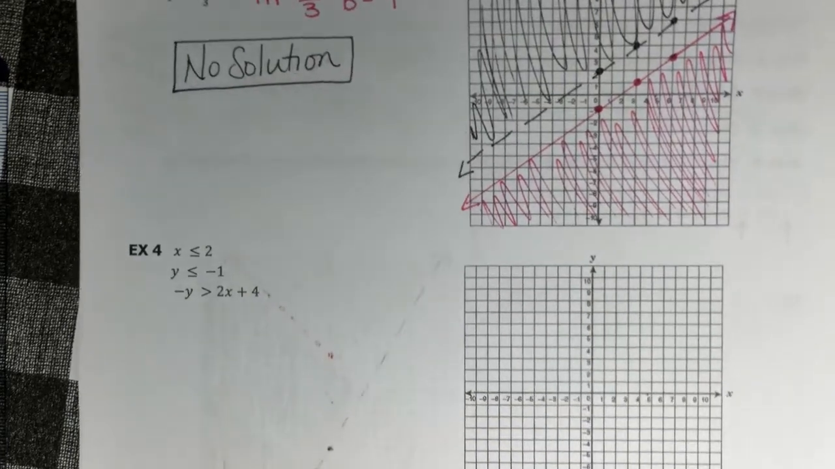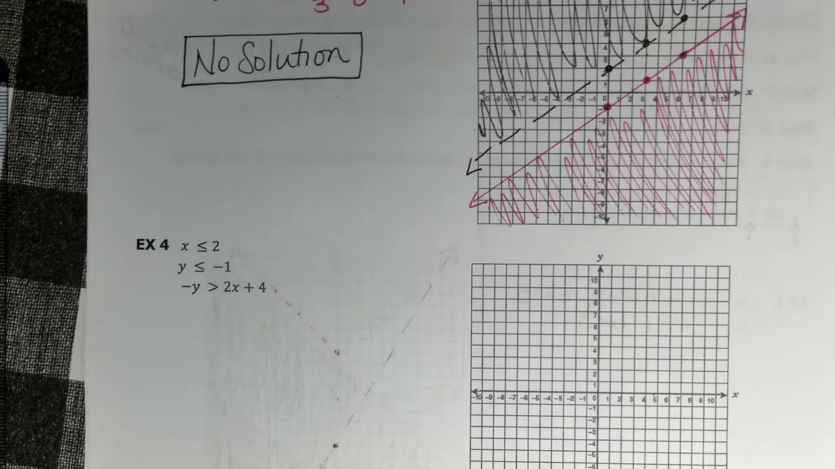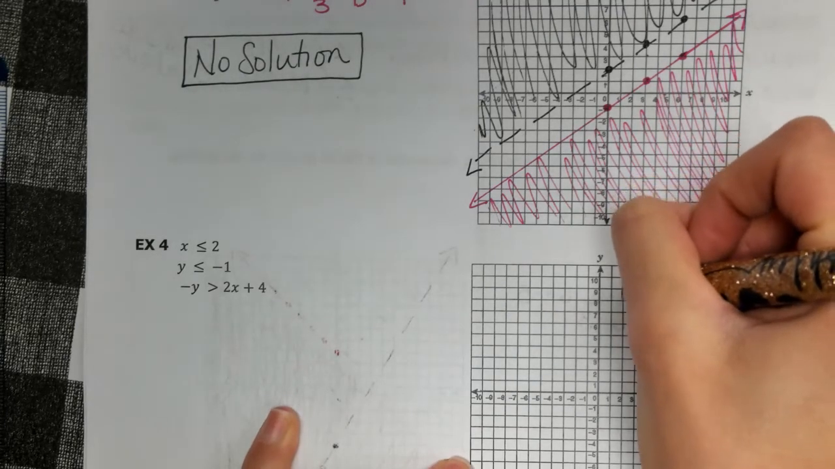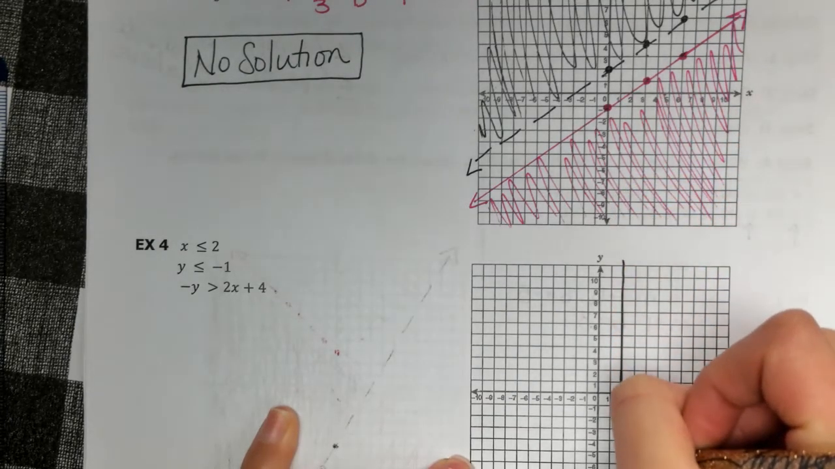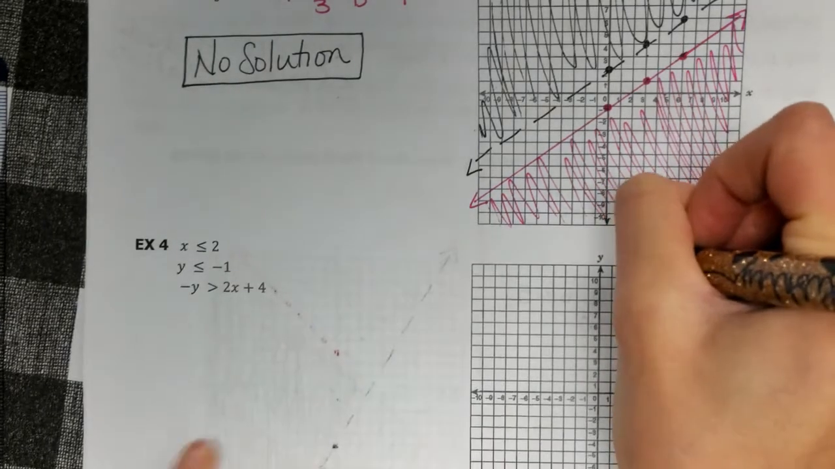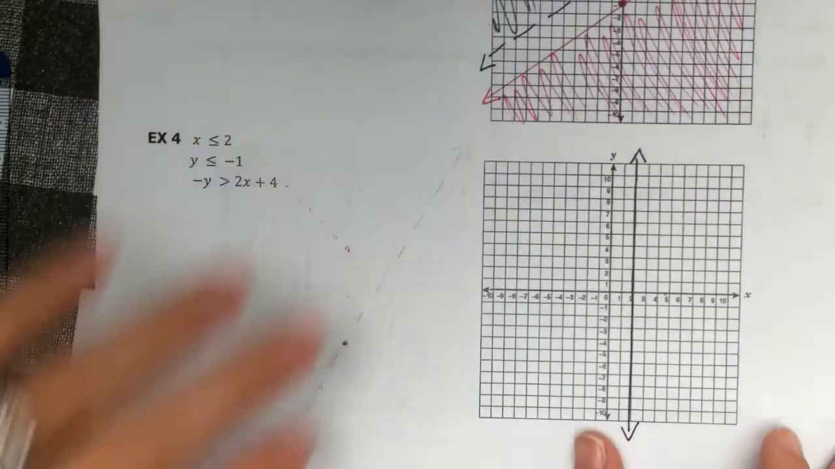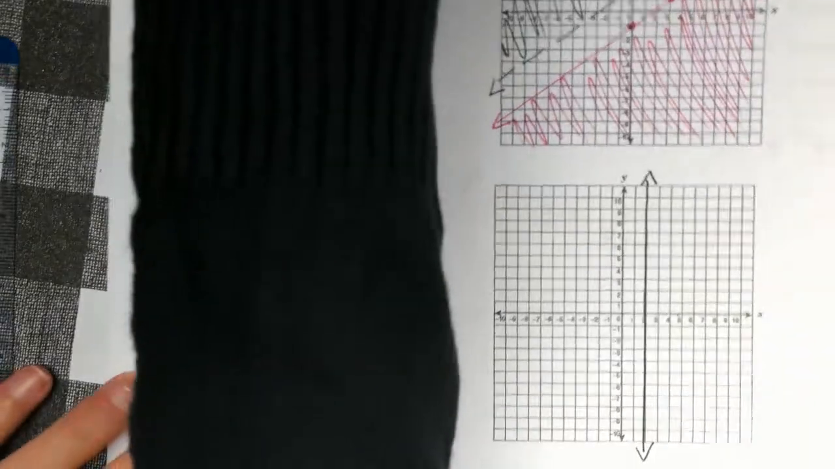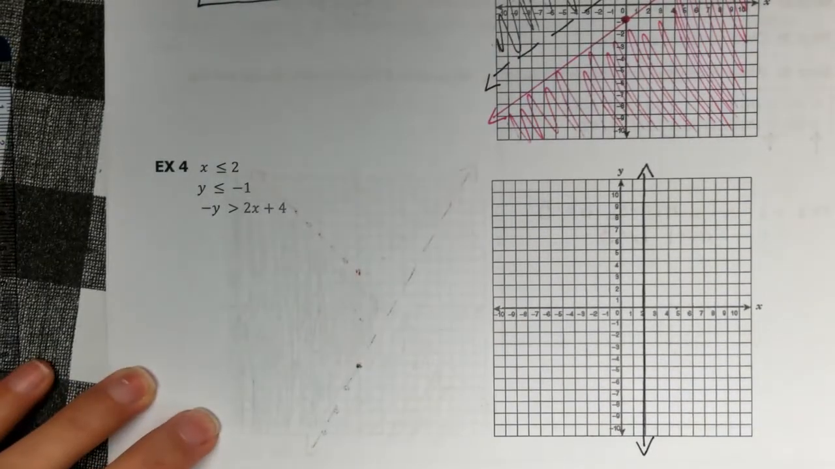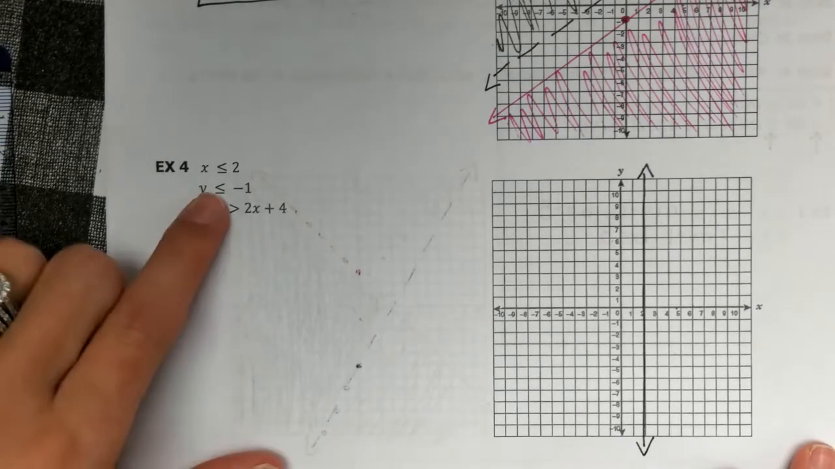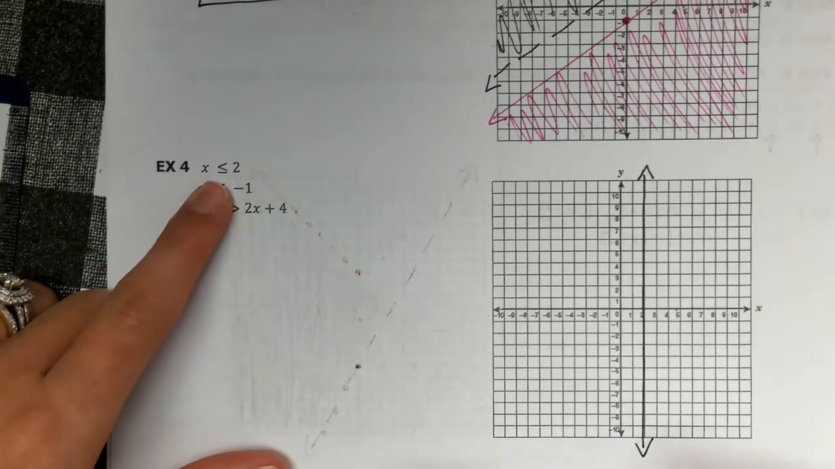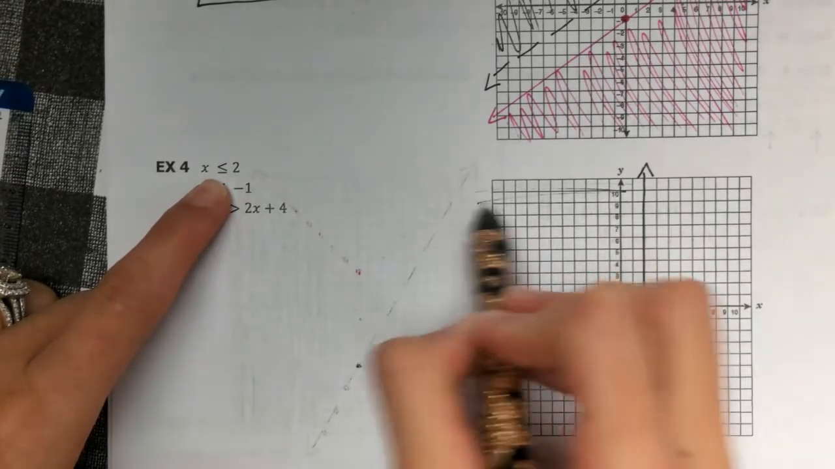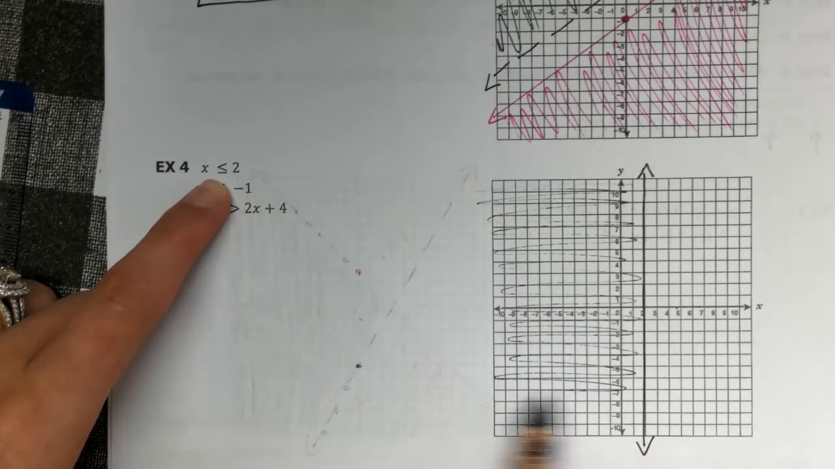Okay, now if we look at example 4, I've got x is less than or equal to 2. That's going to be a vertical line, and it's going to be solid because it's equal to. Now if I have a vertical line, it cuts my grid into left and right. There's no longer above and below. So for vertical lines, if it's less than, it's pointing to the left, you're shading left, less than left, okay? If it's greater than, you're shading to the right, your numbers are getting larger.